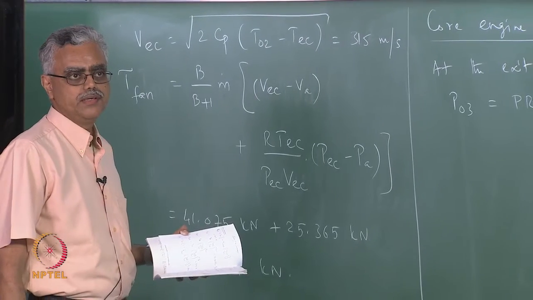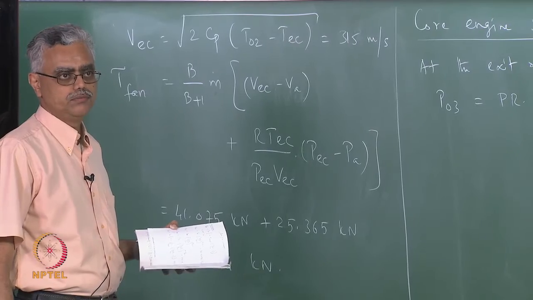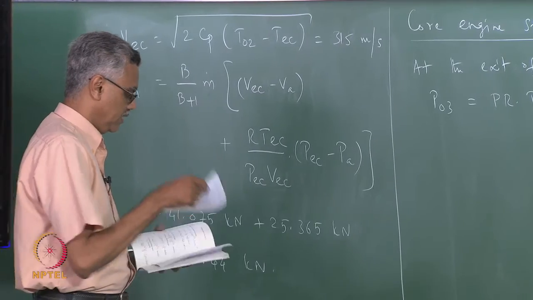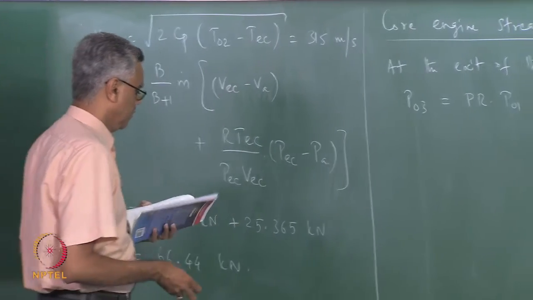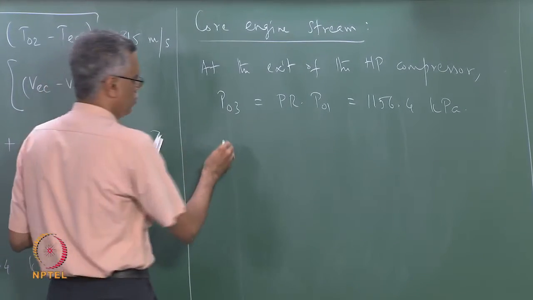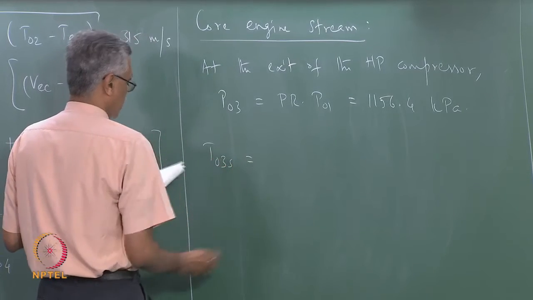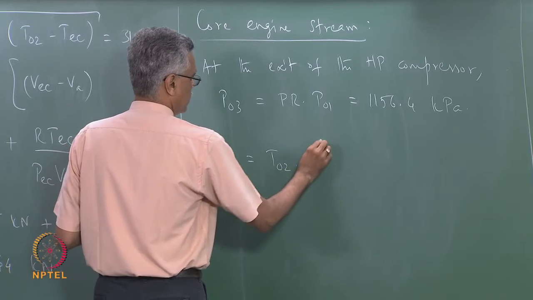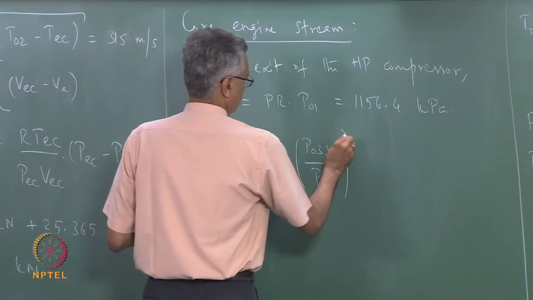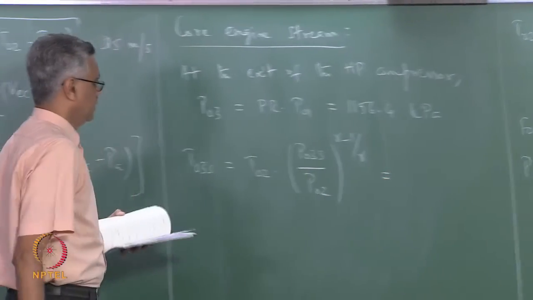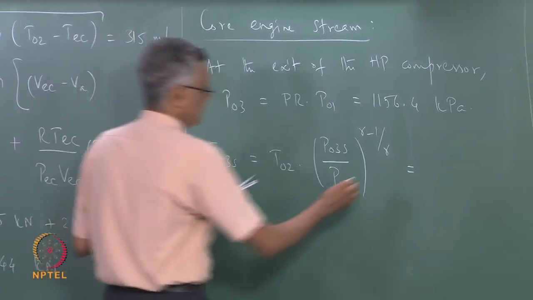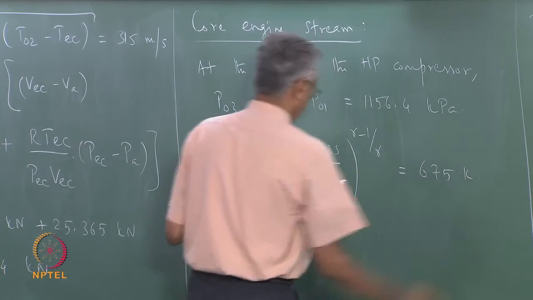So, I know P03, I need to calculate T03 now. What do we do? Same procedure as earlier. Since I know P03, I know P03S, so I evaluate T03S. T03S is equal to T02 times (P03S divided by P02) raised to the power gamma minus 1 over gamma. And if I substitute the values, with P03S equal to P03, I get 675 Kelvin.